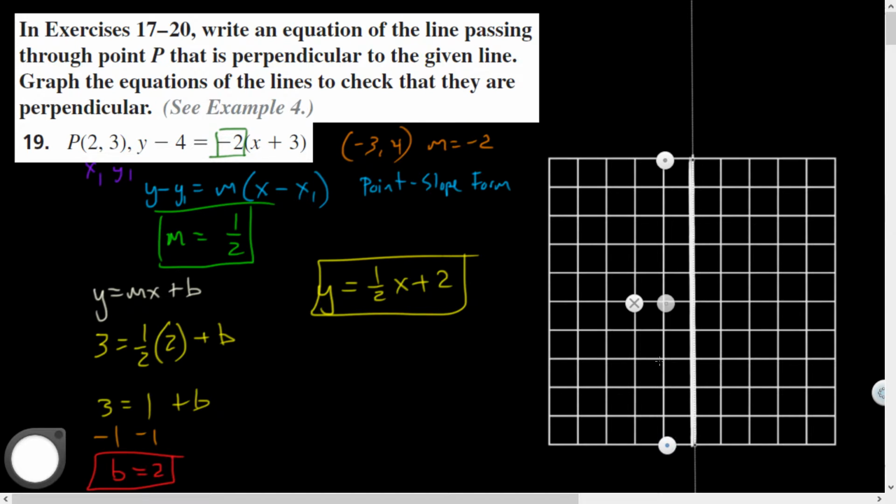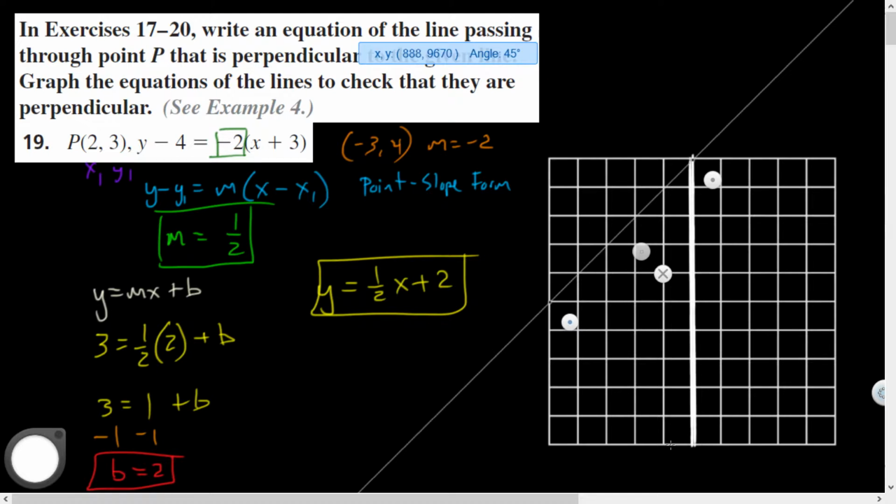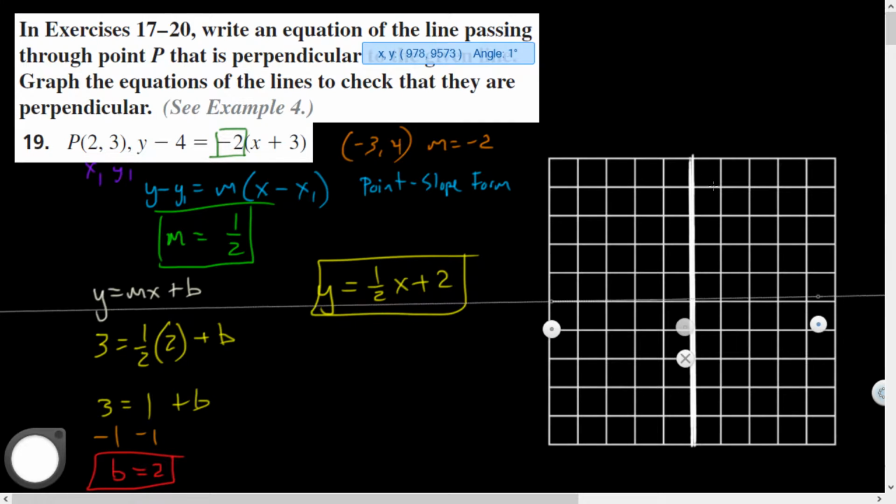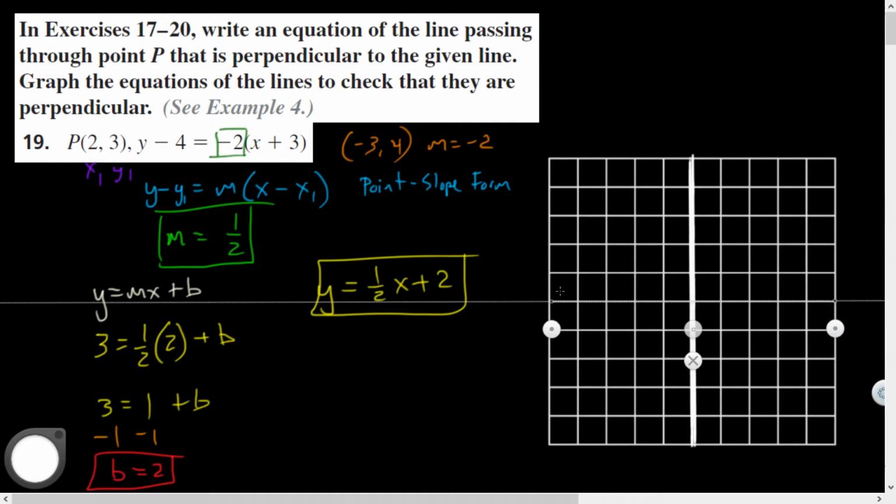So you guys graphed this obviously last night, right? You guys are expert graphers. I think they're on the test.